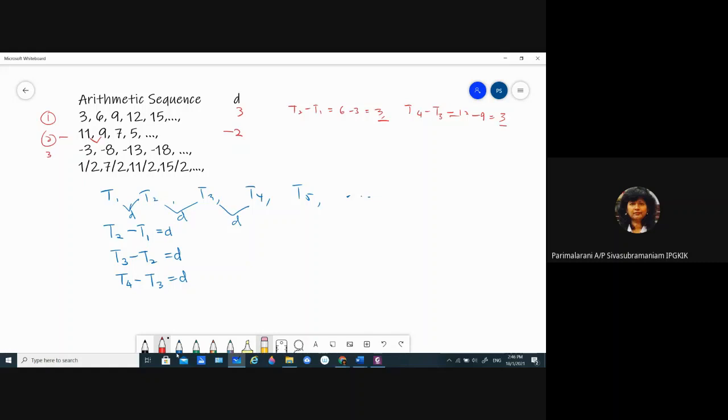The third sequence, negative 8 minus negative 3. How much is that? Negative 5. Correct. So the common difference is negative 5. So by right, you must check every single term. Okay, so here, the last sequence, what is the D?